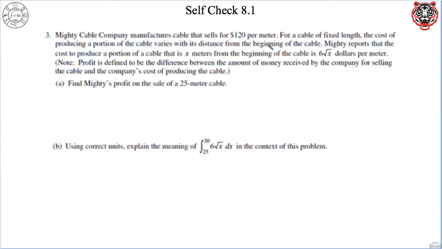This is AP Calculus Self-Check 8.1 Solutions. So we have this cable company and it's manufacturing cable. So we have $120 per meter that it sells for. So that's going to be our positive rate.